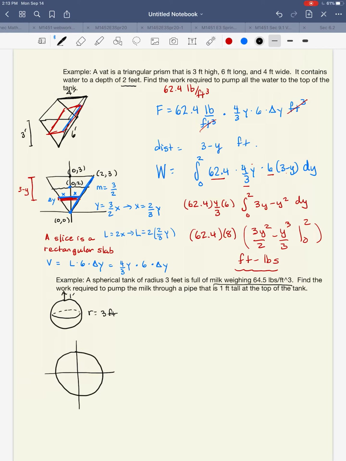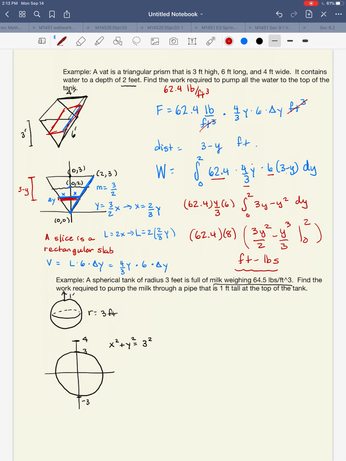A circle centered at the origin of radius 3 has equation x squared plus y squared is 3 squared. And now I'm going to fill it full of liquid from a height of y equals negative 3 up to a height of 3, and then we're going to pump it to a height of 4.